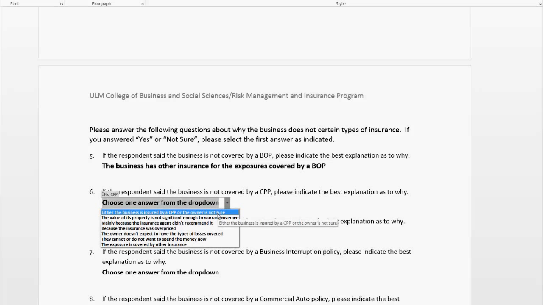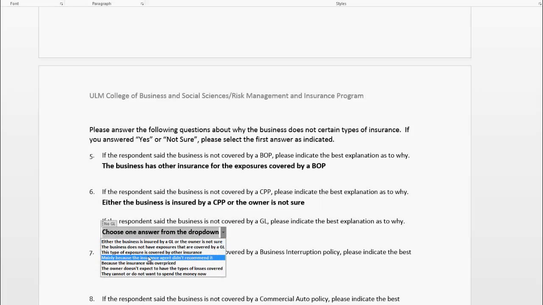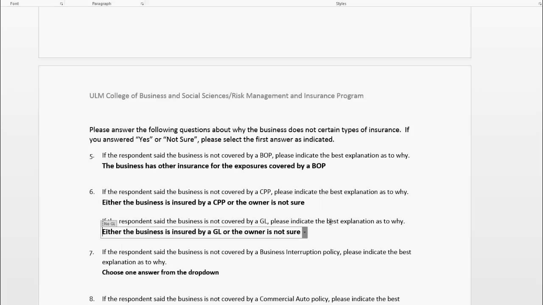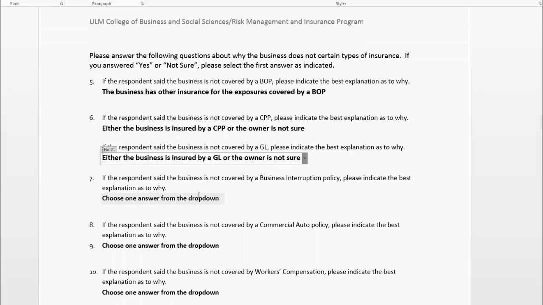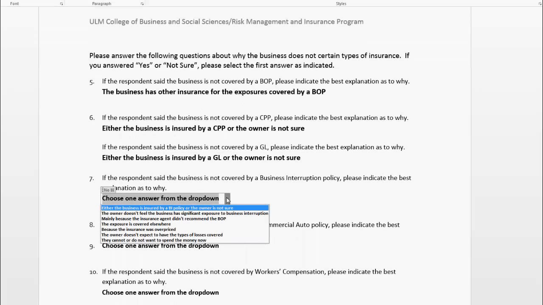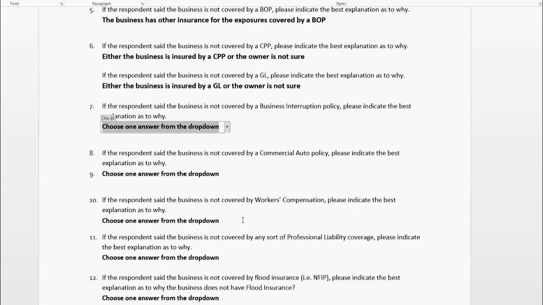And I actually said I am. Same with the GL, which is why I didn't need a BOP, because I have the CPP and the GL. Now, not all of these responses are the same, so take a look at all of them. But a lot of them are very similar.